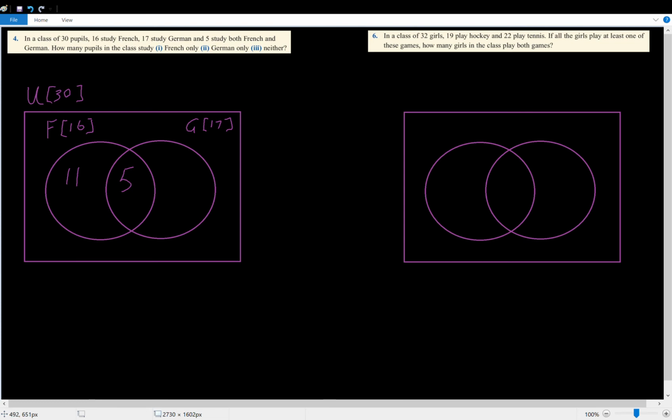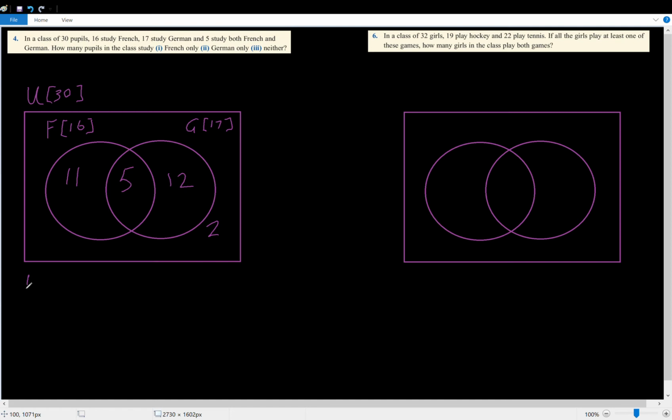We're going to use the same reason to fill in the section over on the right in the German circle. If there are 17 total in German, and there are 5 in the middle, that means there's only 12 in the right bit of the circle. And the last bit we've got to fill in: there are 30 people total in the universal set, but 11 plus 5 plus 12 adds up to 28. So there are 2 people unaccounted for, and they go outside like that. So that's how we would fill out these diagrams. We start from the middle and we work our way out.